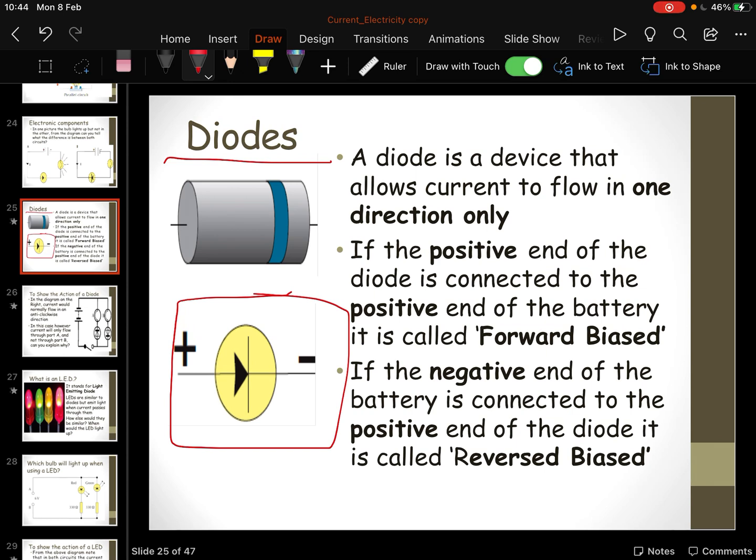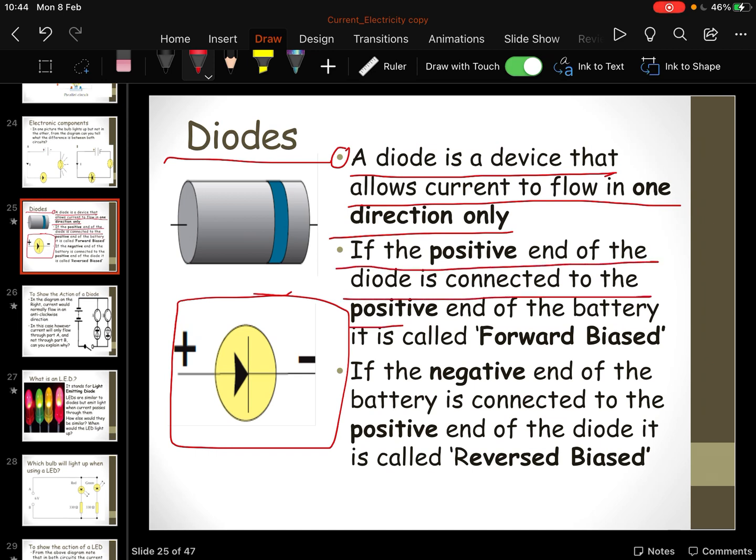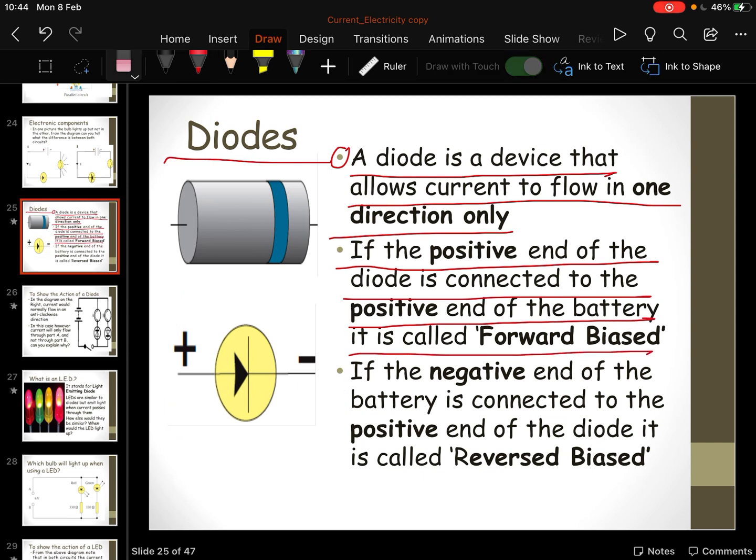Now, a diode is a device, so quite a bit to take down here. A diode is a device that allows current to flow in one direction only. Okay? That's key. So, if the positive end of the diode is connected to the positive end of the battery, it is called forward biased. So take that down.